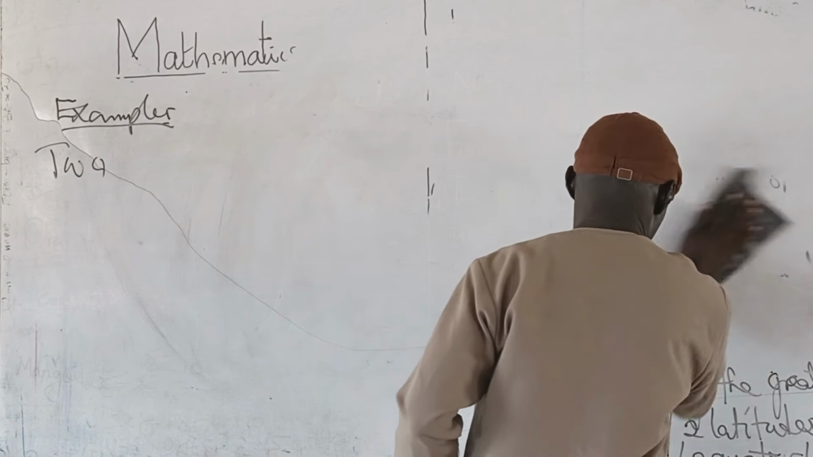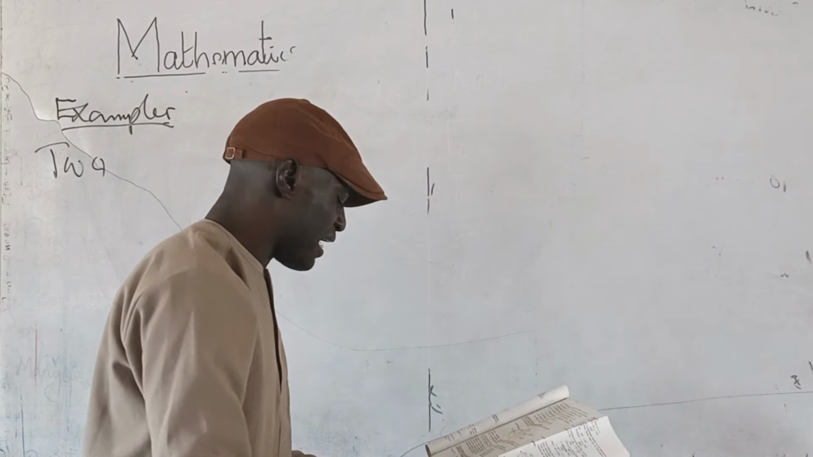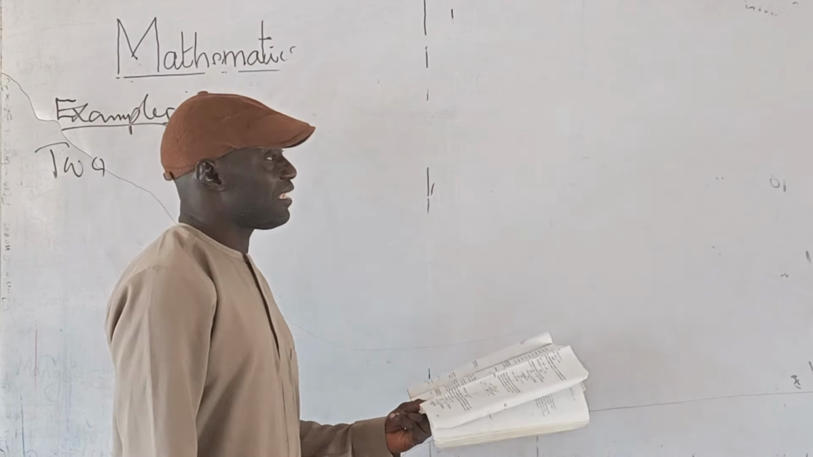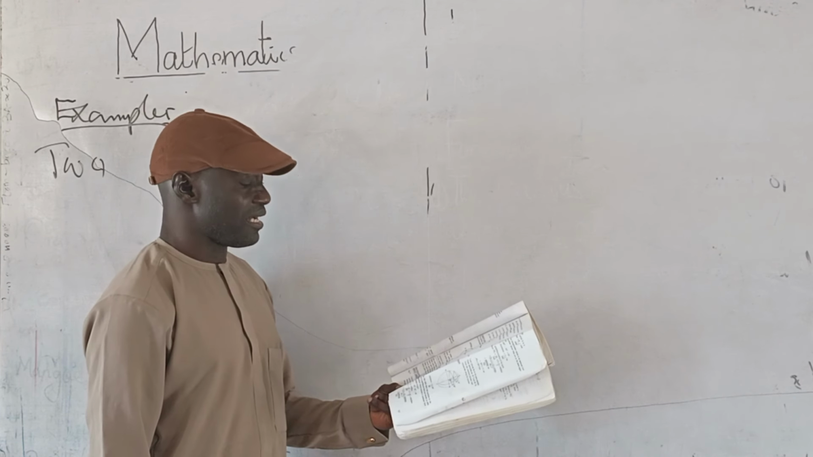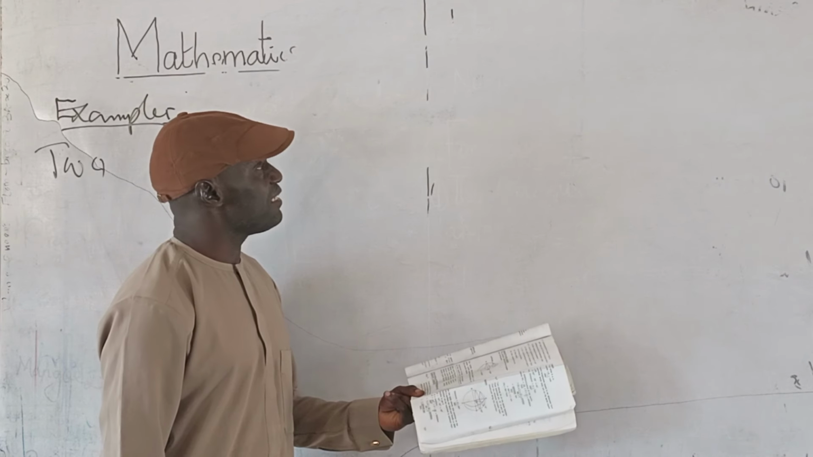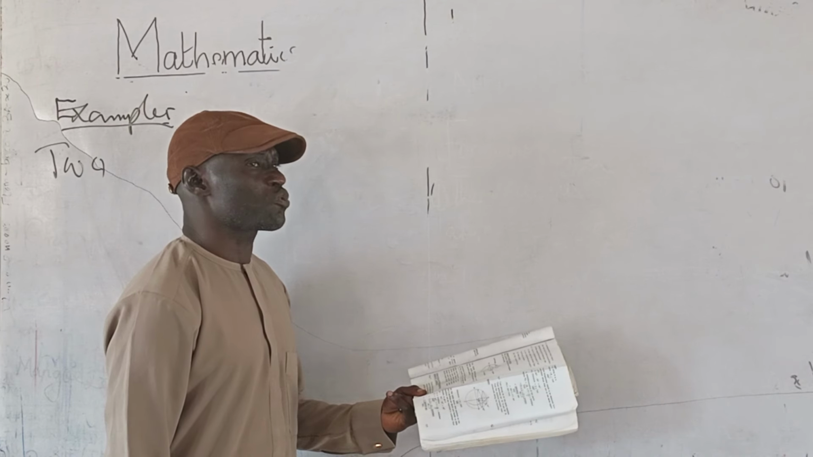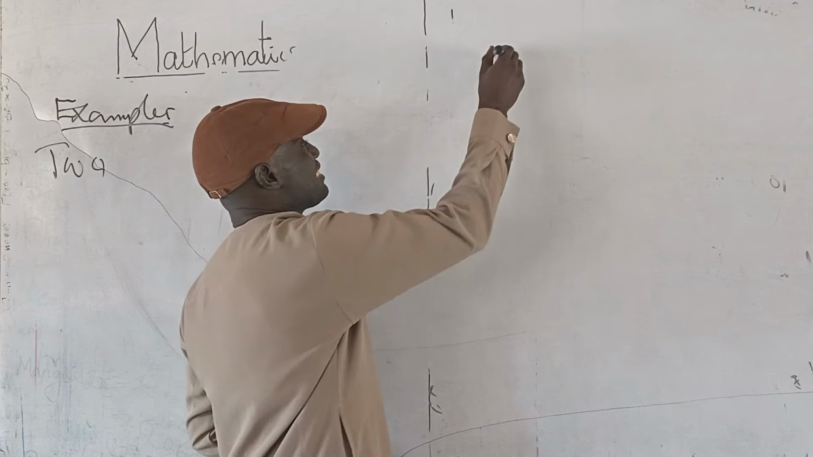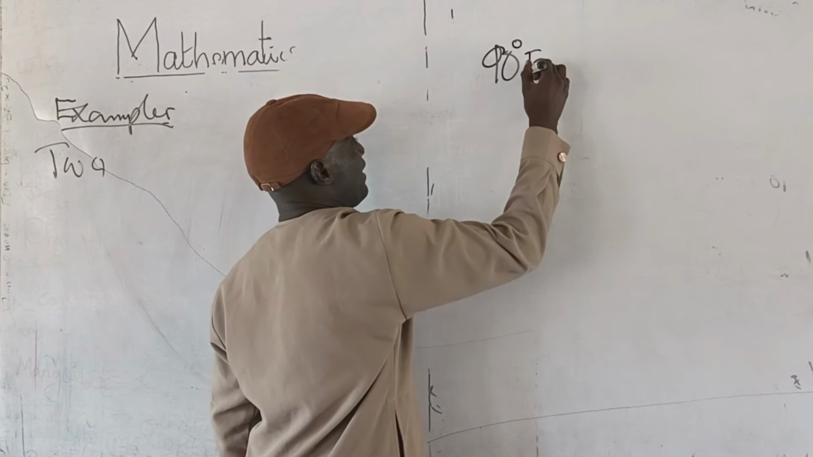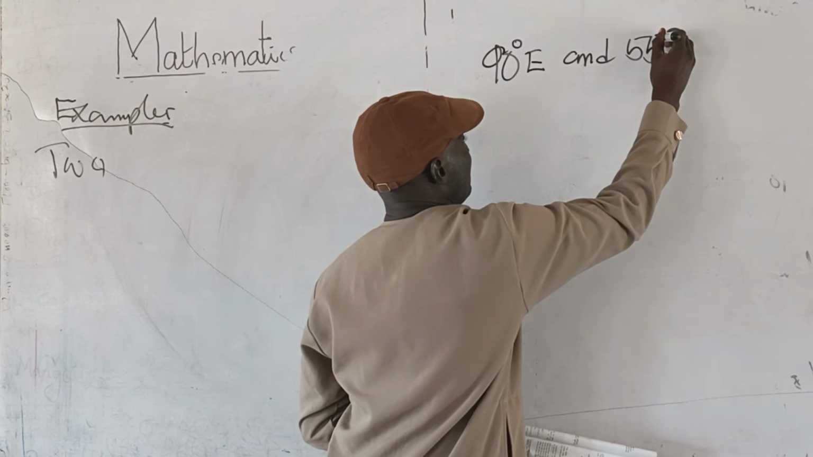I'm repeating the question again. The question says, P and Q lie on the equator and their longitudes are 90 degrees east and 55 degrees east. Look at the key point of the question. The first location is 90 degrees east, and the second location is 55 degrees east.